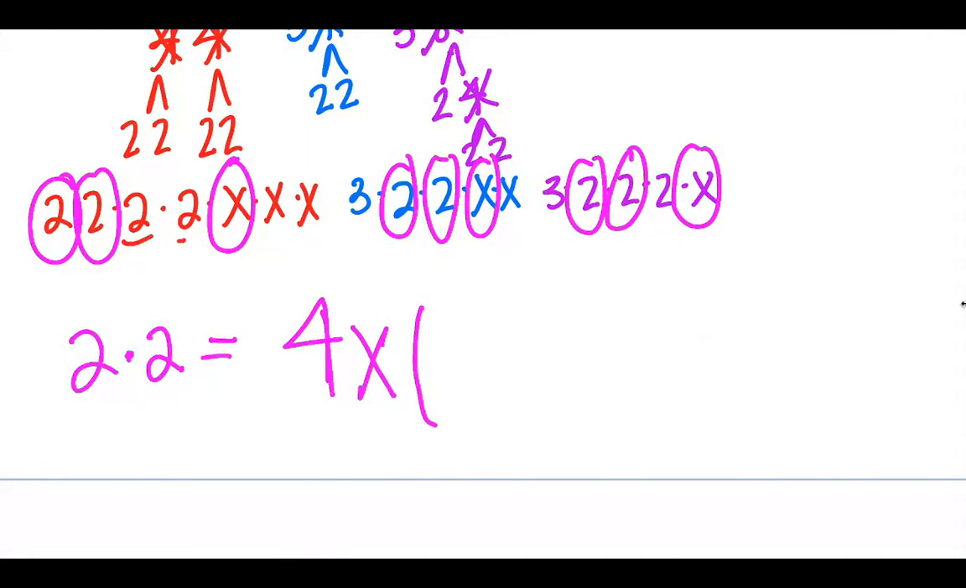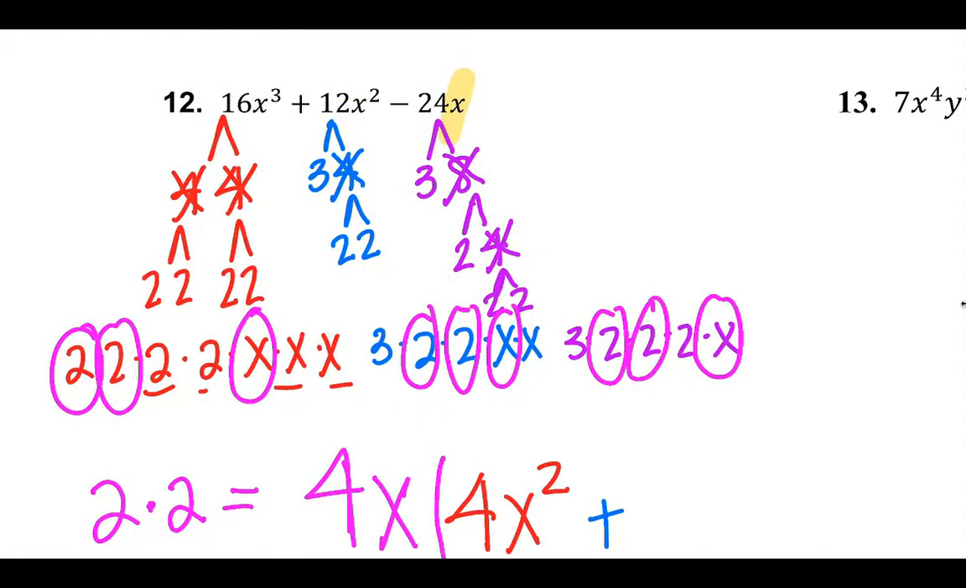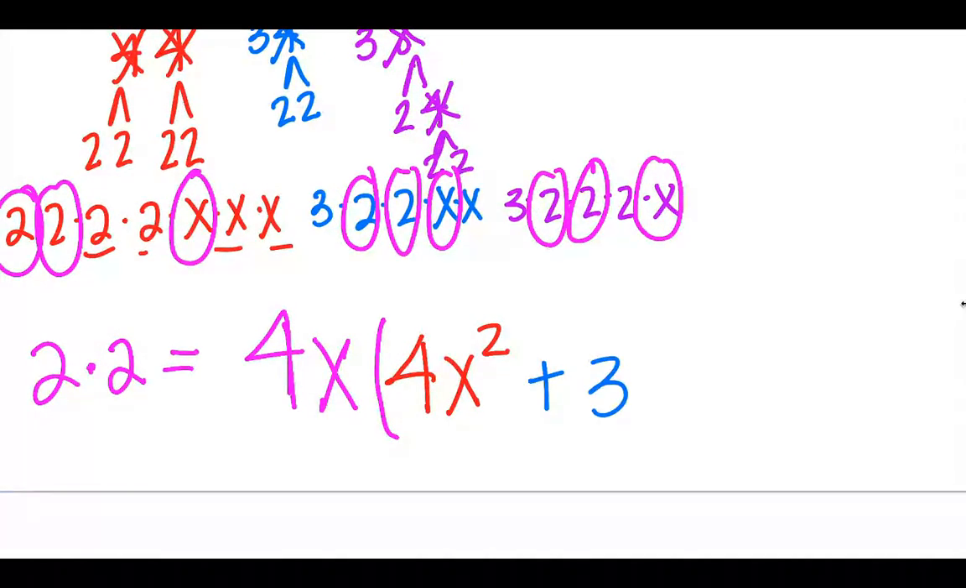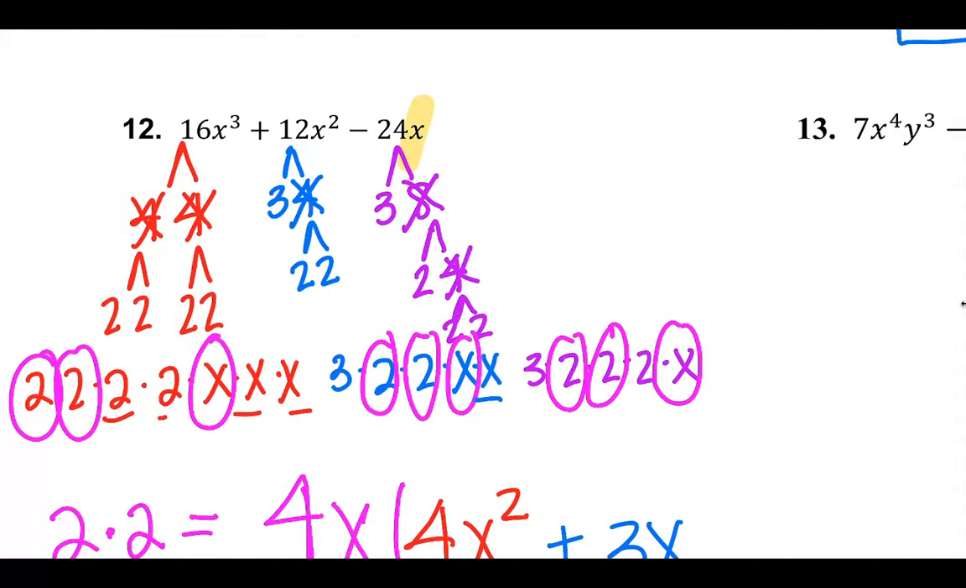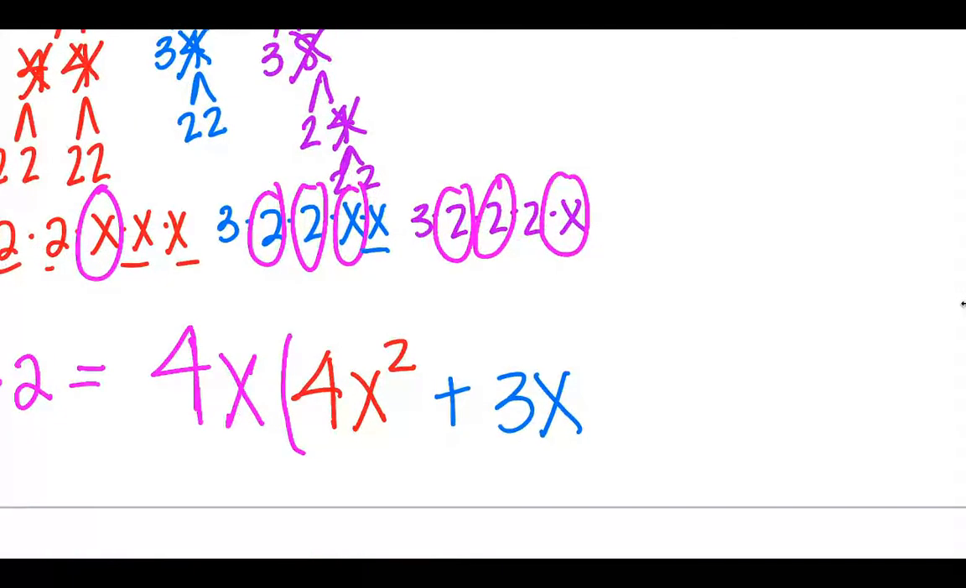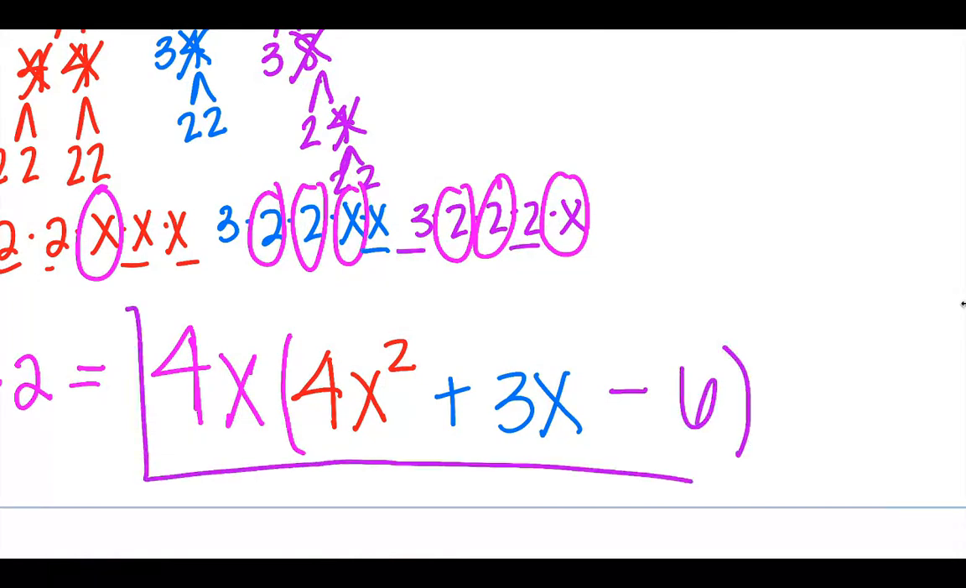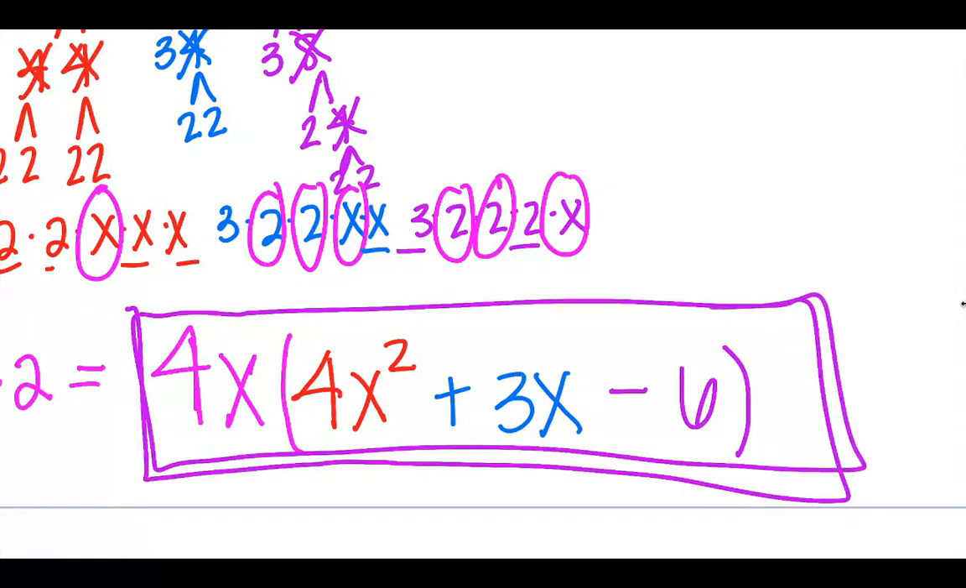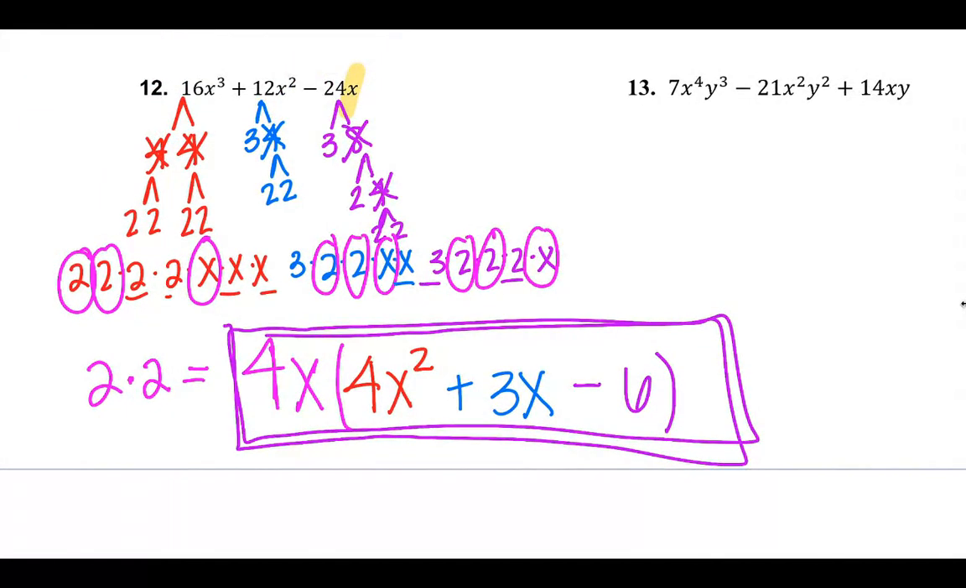So over here I've got 2 times 2 is 4. And then I've got 2 x's, so x squared. Then I'm doing the blue pieces, so 3 plus, because there was a plus sign here, plus 3, and then 1x. And then the purple pieces. This time it's a minus, because it was a minus sign here. Minus 3 times 2 is 6. And then I'm done. There it is, and again, we're just undistributing.